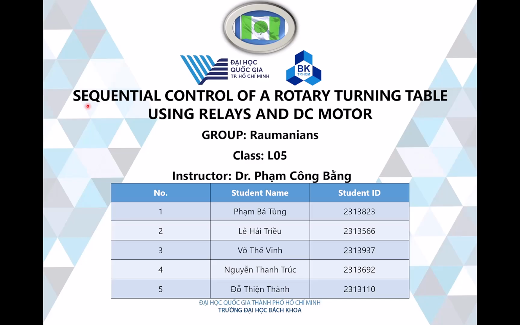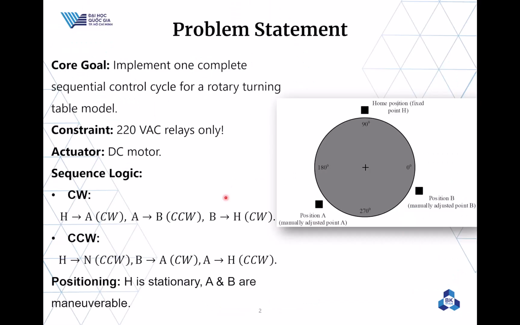Today we are going to present our project, the sequential control of a rotary table. The core problem we need to solve here is a technological constraint. For the input, we need to execute a complex sequential logic, counterclockwise and clockwise. We are not allowed to use PLC or microcontrollers, and we must build using only intermediate relays.